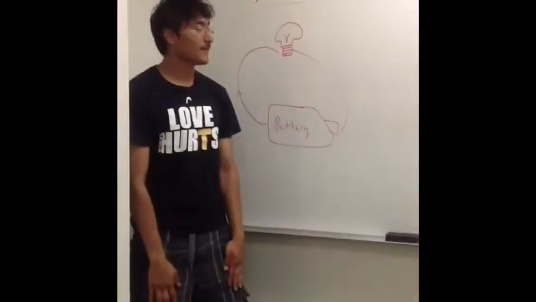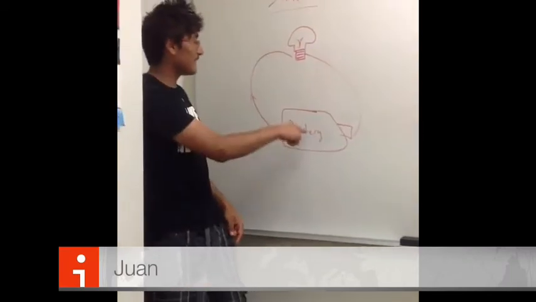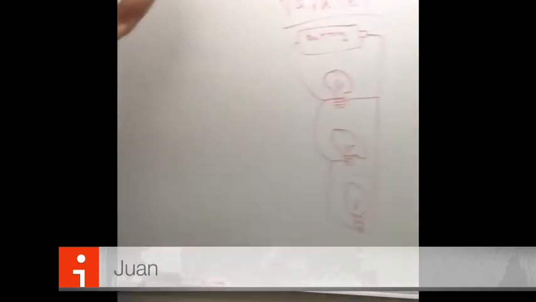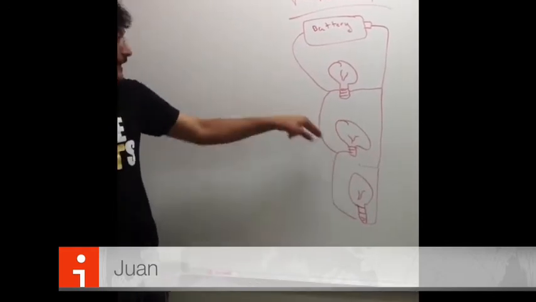Alright. And now, let's go to Juan. This is a simple circuit, which is from battery to light to battery. Basically, rotation. Parallel circuits, battery to light to light to light, which goes back to the battery.